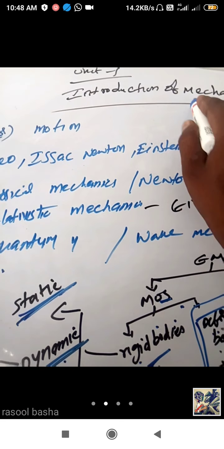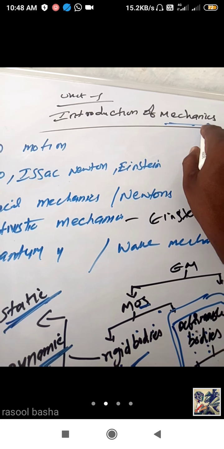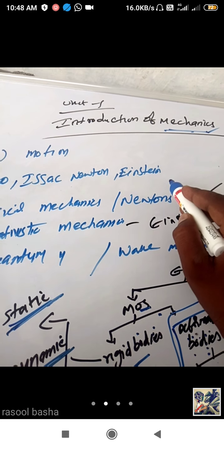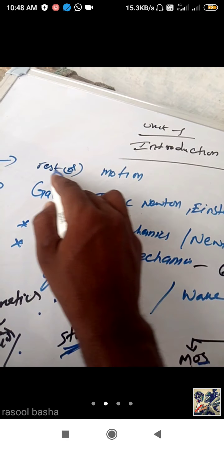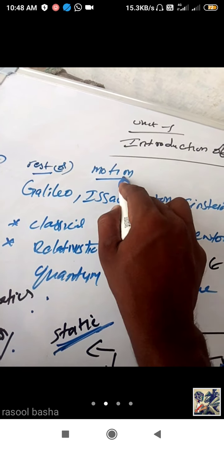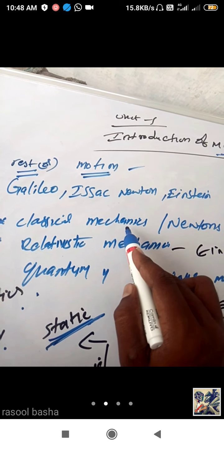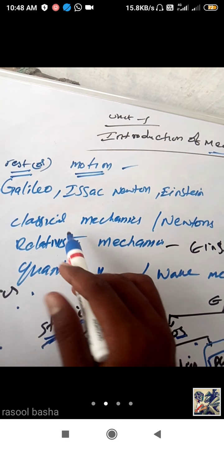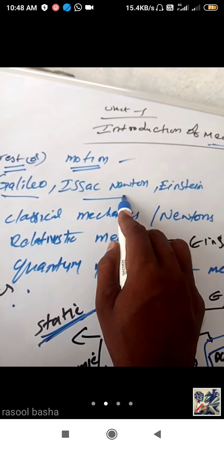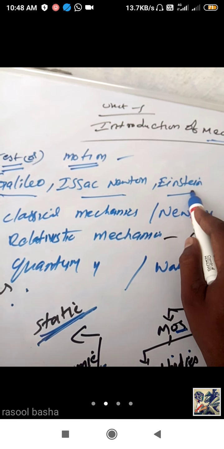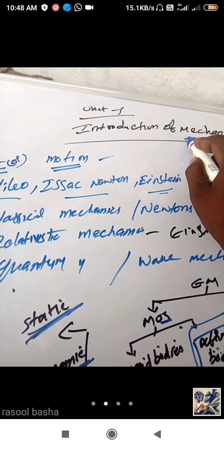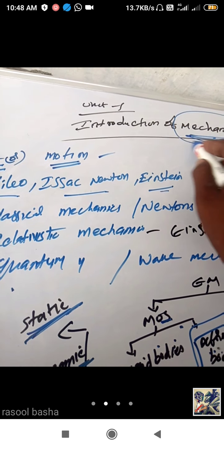So what is mechanics? Mechanics is nothing but a physical branch of science. It deals with rest and motion, position. Rest and motion position we call as mechanics. Mainly mechanics was developed by three scientists: Galileo, Isaac Newton, Einstein. These three scientists worked for many years on mechanics. Finally they gave three types of groups. So mechanics can be divided into three types of groups.